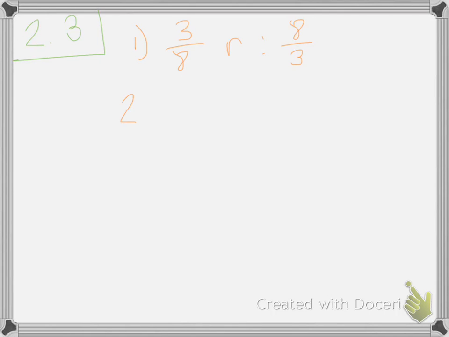For number 2, it just gives us the number 4. But if you remember, we can write any whole number as something over 1. And so then if we flip 4 over 1, we would write it as 1 over 4.